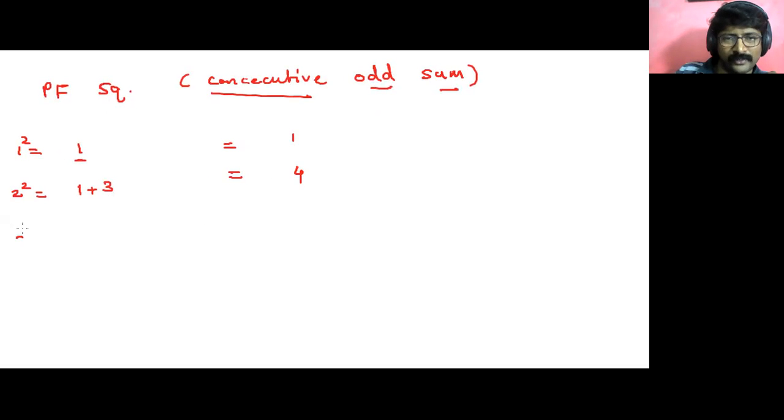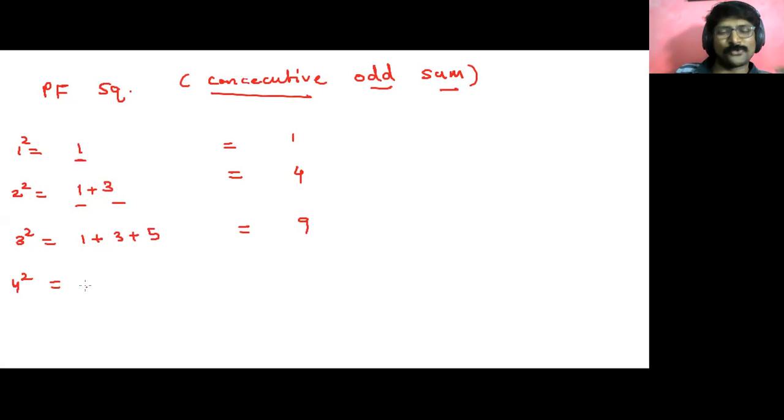Okay, let's see one more thing. 3 square. We have to take 3 odd numbers: 1, 3, and 5. That will add up to 9. Isn't it 3 square? Yeah, that's nice. Isn't it beautiful? It's seriously beautiful, guys. Maths is a really beautiful subject, so you must see the beauty in that.